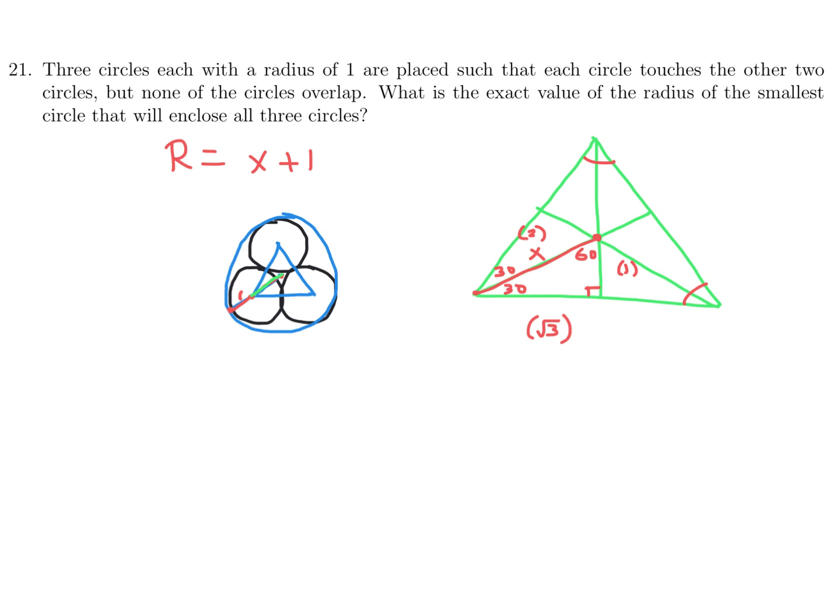Well, we know that this distance from here to here is the radius of one of the smaller circles, so that's 1. So this is 1. That means x over 1 is equivalent to 2 over root 3. Let's just see if I did that right. Yeah, I think so. So that's it. Then the radius would just be 2 over root 3 plus 1.